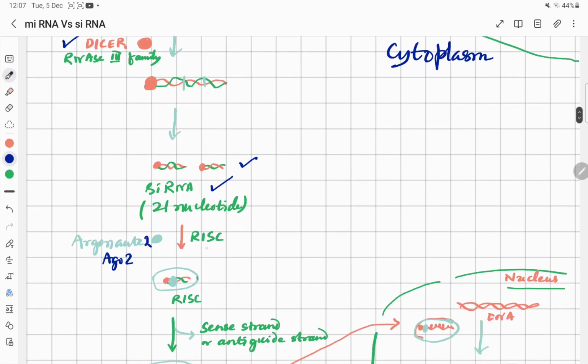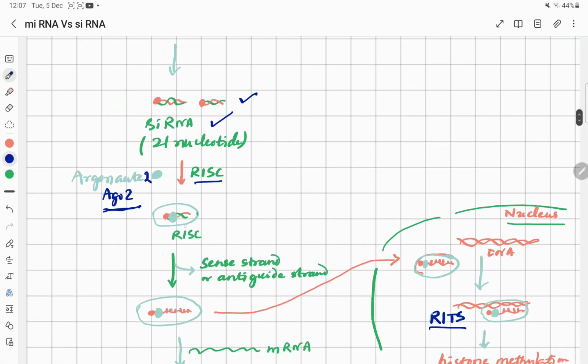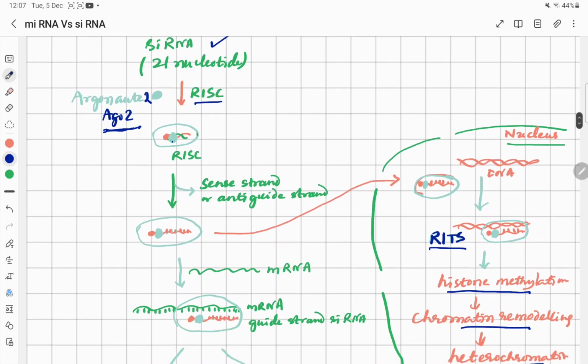Then in the cytoplasm, again here the RISC, the RNA-induced silencing complex, and basically the argonaute 2 AGO2 protein will bind to form the complex. So this is the RISC complex, the siRNA, and this is argonaute 2. This complex will remove the sense strand or anti-guide strand, and the guide strand or antisense strand will remain with RISC, which will bind to the target messenger RNA.